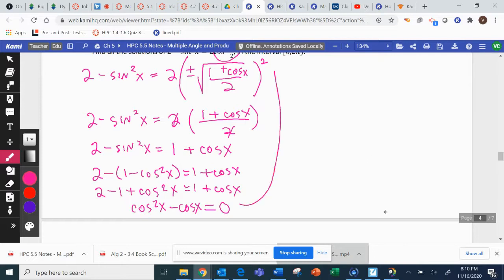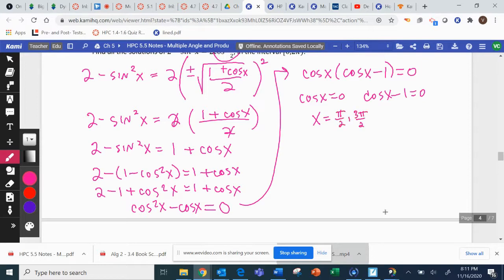Now that is factorable. So I'm going to factor out the cosine x, and we're going to solve each factor. Cosine is 0 at pi over 2 and 3 pi over 2. And then cosine is 1 at 0. Then I'm going to put these in order: 0, pi over 2, 3 pi over 2.